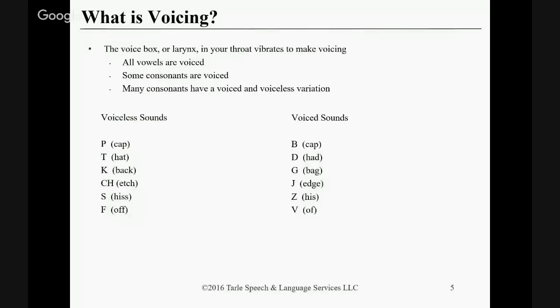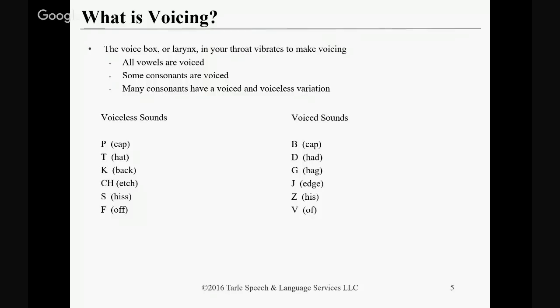Let's do 3 more combinations. Ch, j, s, z, and f, v. Now, let me share my screen again so you can see this. This little tiny bit of voicing can change these words and make them an entirely new word.